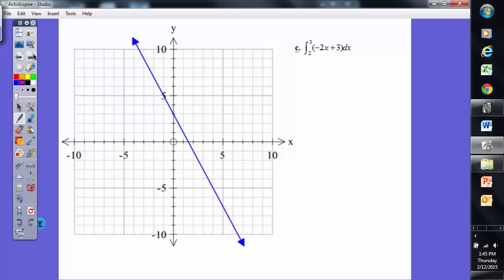Same thing. This time you're going from 2 to 3. What's the area under the curve? Well, it's a trapezoid, or in other words, it's a triangle and a square, and this area is 1, and this area is 1, and so the whole area under the curve is 2.